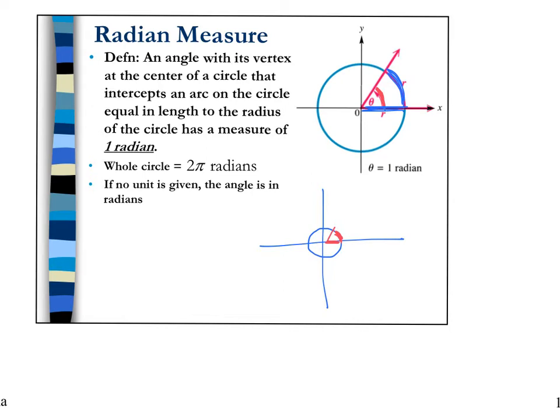All right, so what do we have to know about radians? We have to know that the whole circle is 2 pi radians, and if no unit is given, then the angle is assumed to be in radians. So up until now, if we wrote 60 and we left out the degree symbol, we all understood that you meant 60 degrees. Well, now we really have to be careful to put that degree symbol in there.